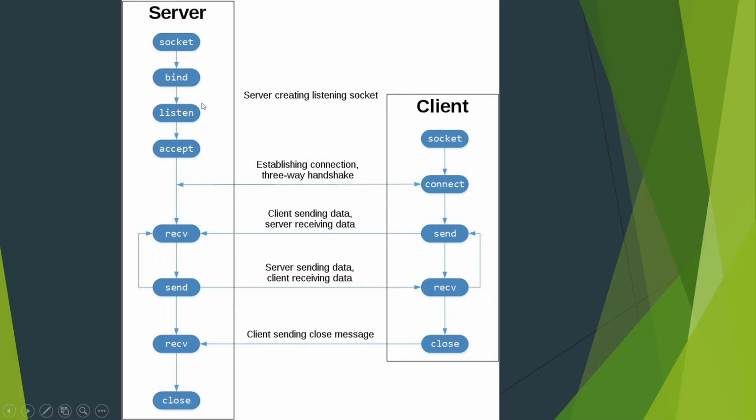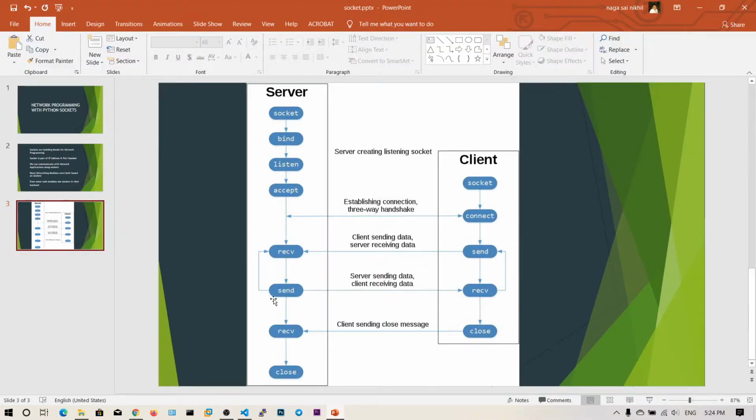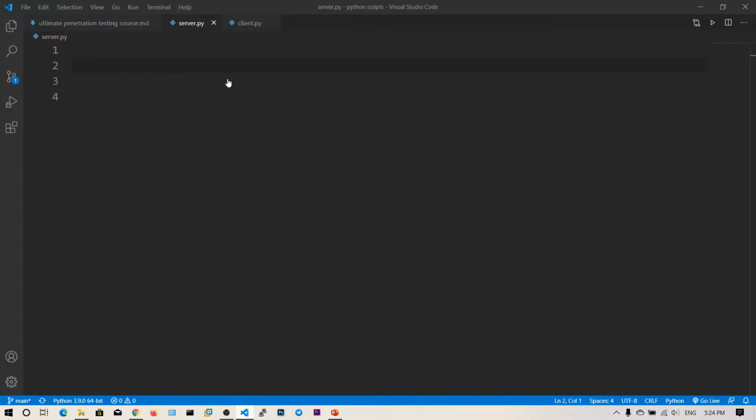So let's go ahead and program these functions and see how this looks. I am using Visual Studio Code, and I have created two files, server.py and client.py. First we need to import socket, and the socket module is built in to the Python installation. If you have installed Python, no need to worry about that. So import socket.